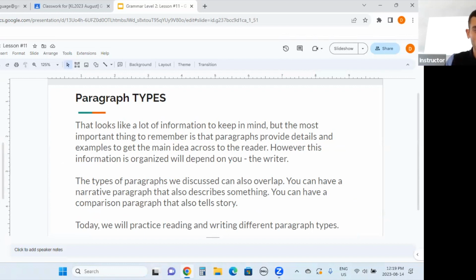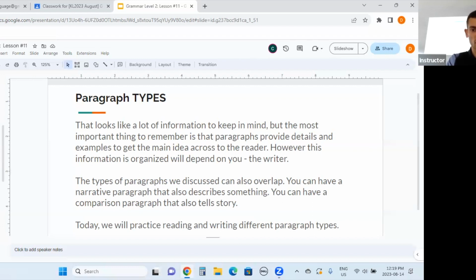Next slide. There's going to be a good amount of classwork to do in this session. So everybody's got to be prepared to do some writing and answer a few questions. Before we get into that, second slide on paragraph types.